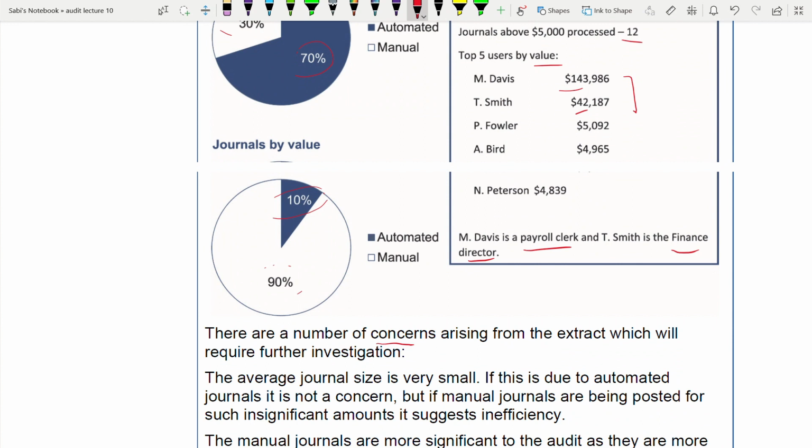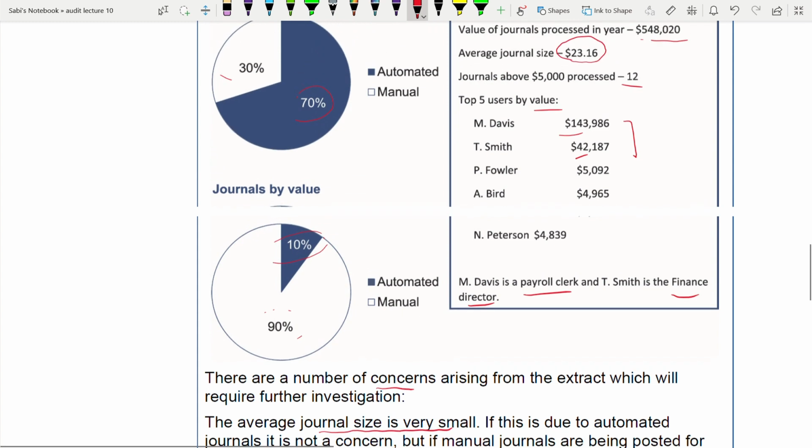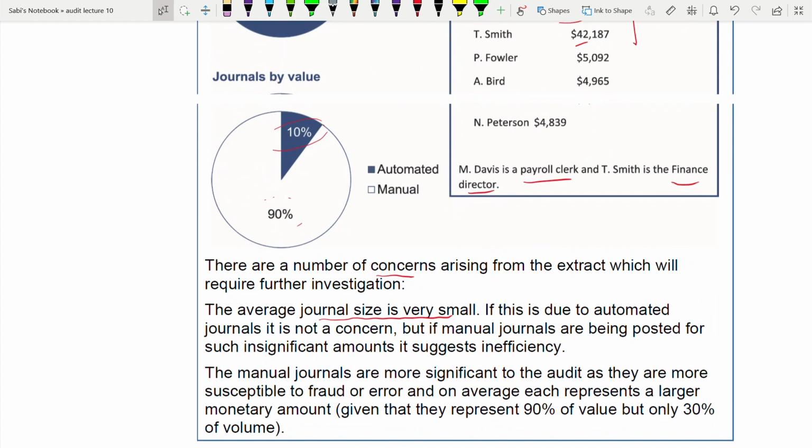If you see, the average journal size is very small. It's just 23.16. Okay. Remember, if this is due to automated journal, then it's not a concern. But if it's a manual journal, okay, it's an insignificant amount. For insignificant amount, it suggests inefficiency. Why? Because why post a journal for a small average size, right? If the amount is insignificant, then it's inefficient, right? If you go by the average journal size.